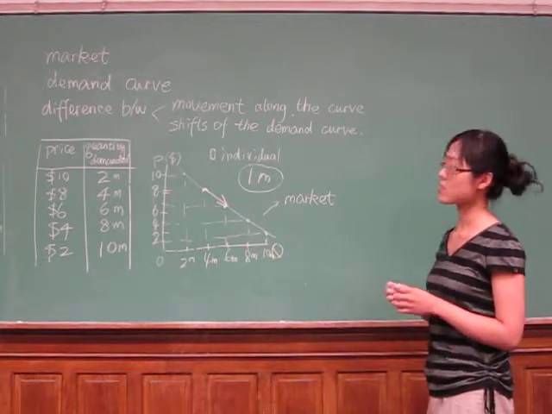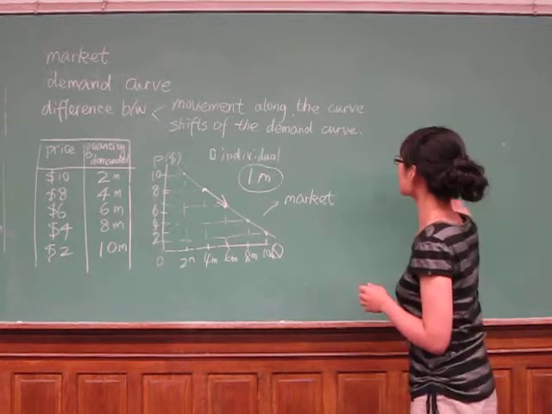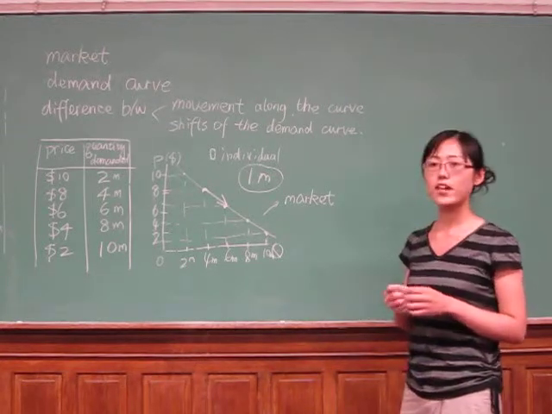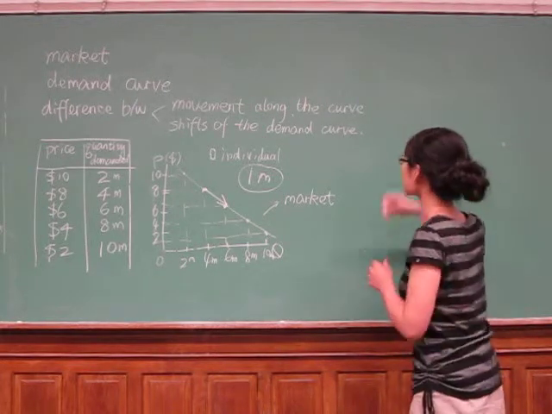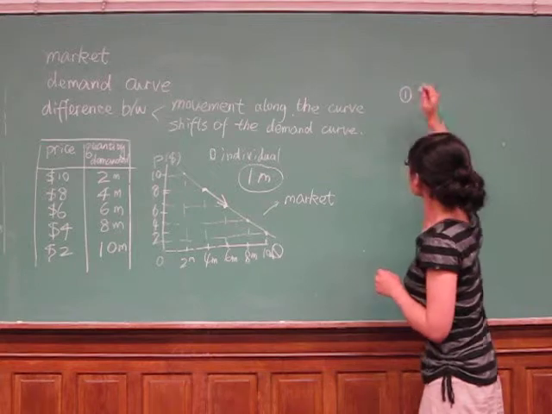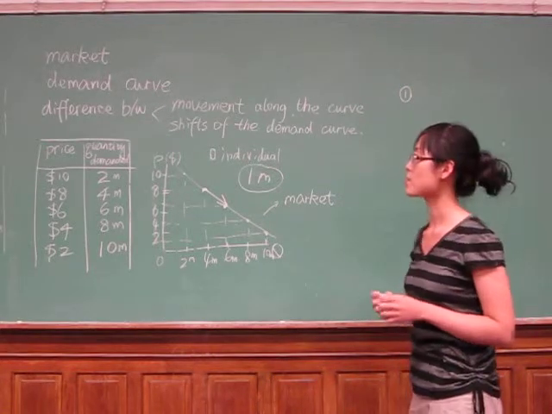The price goes down, quantity demanded goes up. And the shift of the demand curve is different. There are various factors that can influence the demand curve to shift. I will talk about several examples.